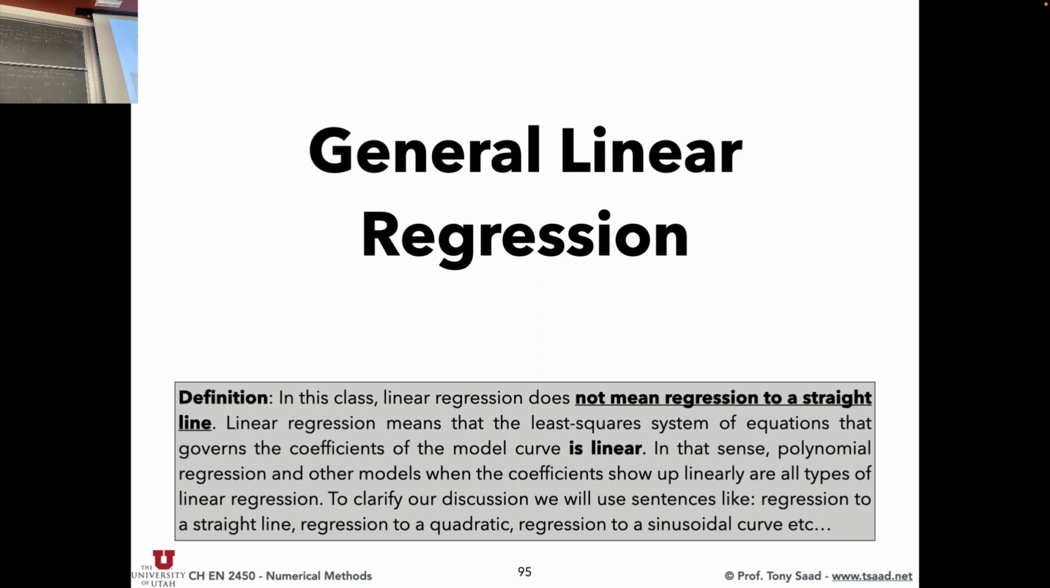There are also many other models that will show up where it's still linear regression because the parameters of the model show up linearly. To be more precise about our language on regression, we're going to say things like regression to a straight line, regression to a polynomial, regression to an exponential or whatever, so that we are more specific and unambiguous with how we talk about regression, okay?